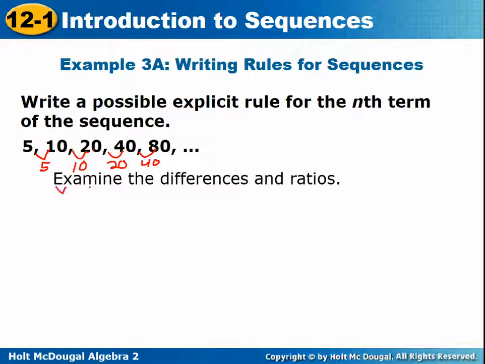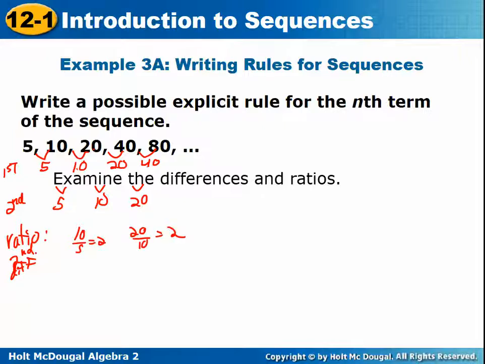So now we'll look at our second differences. So 10 minus 5 is 5, 20 minus 10 is 10, 40 minus 20 is 20. Those are also not constant. If neither the first differences nor the second differences are constant, then we want to look at the ratio. For the ratio, you can look for two things. You can either look at the ratio of the second differences. That's what we did in chapter 9. So we would say 10 divided by 5 is 2. 20 divided by 10 is 2.